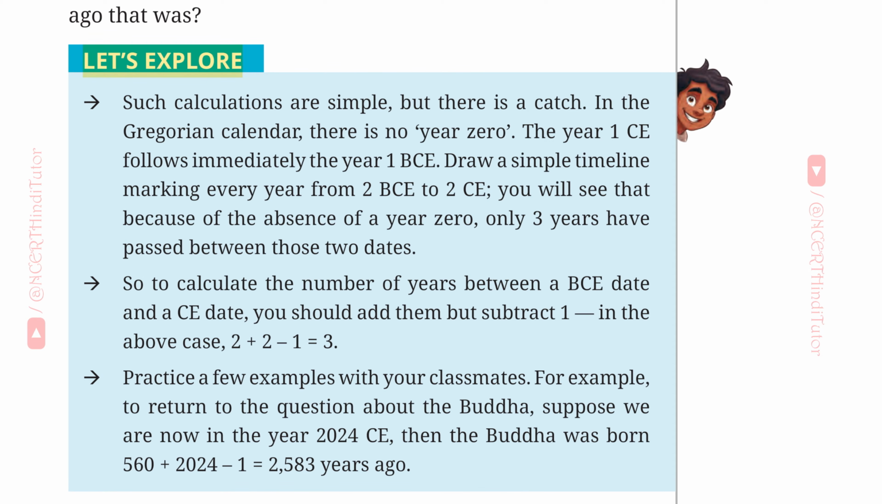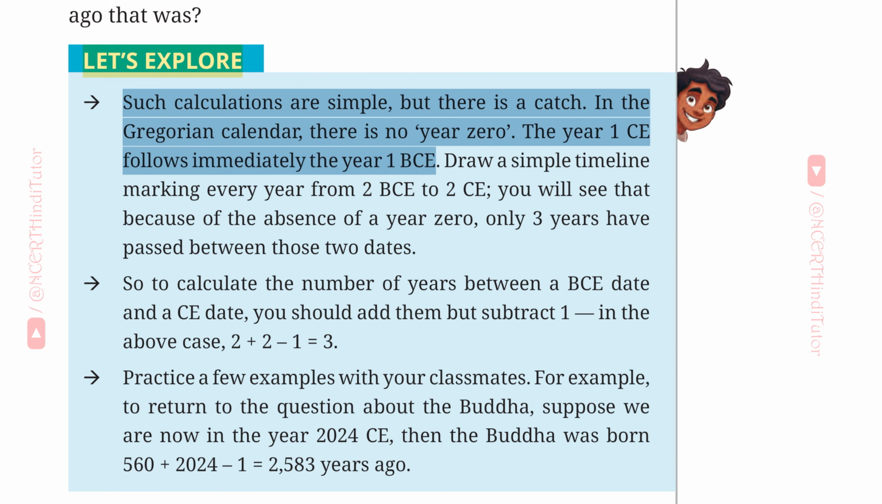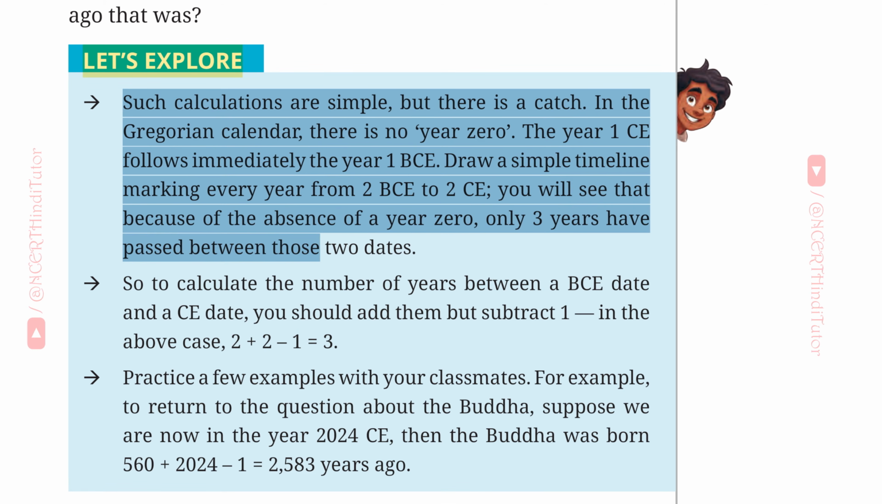Page 63. Let's explore. Such calculations are simple, but there is a catch. In the Gregorian calendar, there is no year 0. The year 1 CE follows immediately the year 1 BCE. Draw a simple timeline marking every year from 2 BCE to 2 CE. You will see that because of the absence of a year 0, only 3 years have passed between those two dates.